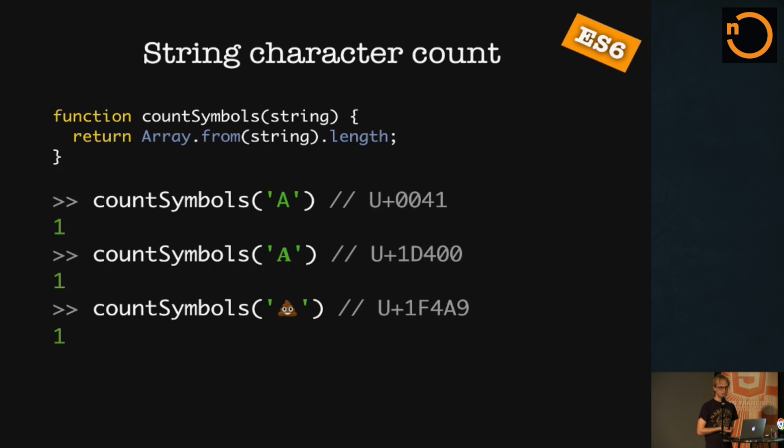In the background, this uses the string iterator that is also new in ECMAScript 6, and this string iterator is defined so that it only loops over whole symbols. So it automatically takes care of these surrogate pairs for you. And as you can see, the result is much more accurate this way.